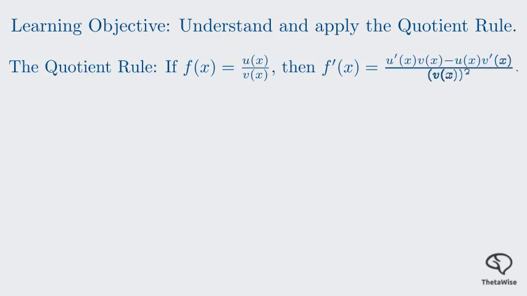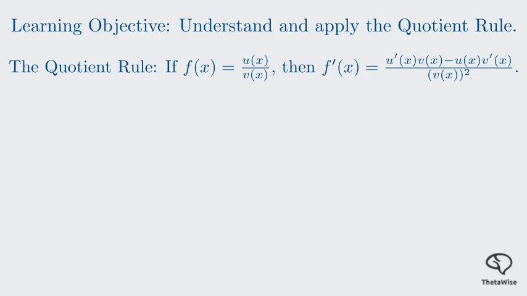If f of x is the quotient of two functions, u of x divided by v of x, then its derivative is the derivative of the top function times the bottom function minus the top function times the derivative of the bottom function, all divided by the bottom function squared. A common mnemonic is low d high minus high d low, all over low squared.